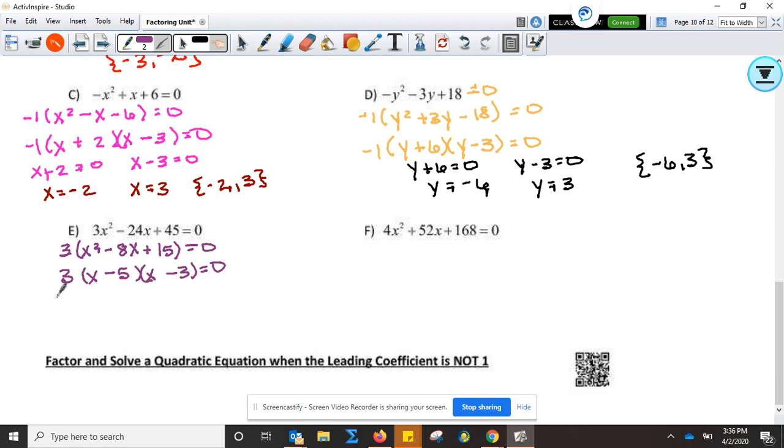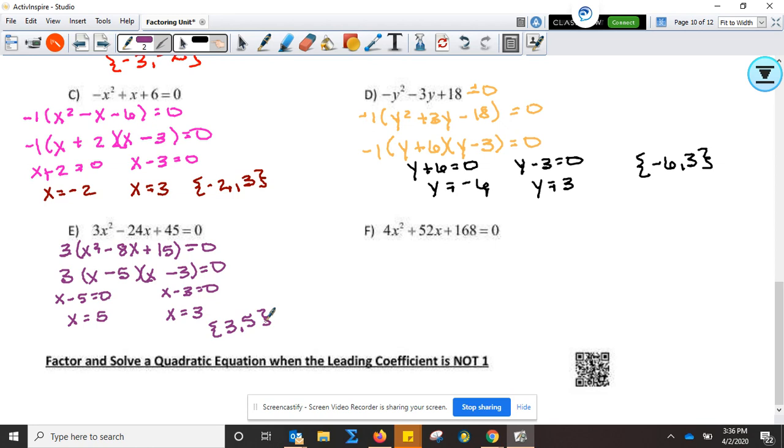Okay. Then we're going to do x minus 5 equals 0. X minus 3 equals 0. X ends up being 5 when we add 5 over. Add 3, x equals 3. So our solution is going to be 3, 5. All right. And now for F, the final one on this page.